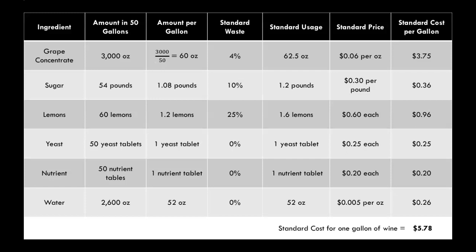However, prices are constantly changing, right? The price for a lemon might not always be 60 cents each. So that's how your actual prices aren't always the same as your standards, right? If the price for one ingredient increases or decreases, that's going to change your actual costs versus the standard cost that you just found.